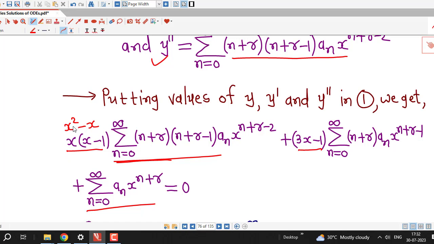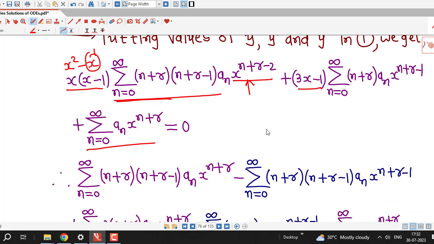If I multiply with x square, then it will combine with this power of x, that is x raised to n plus r minus 2 into x square, and the 2 will get cancelled, and we will have x raised to n plus r, and minus x, that is this will be multiplied with x. So we will have x raised to n plus r minus 2 plus 1, that is going to be x raised to n plus r minus 1. So that I have written here.